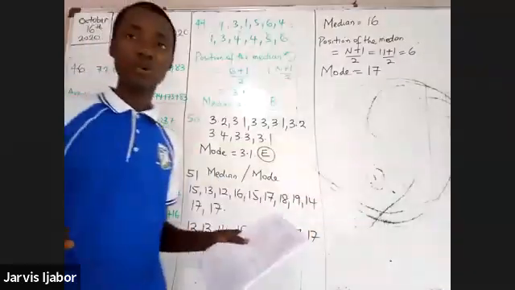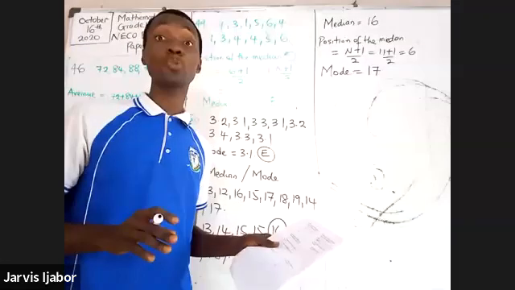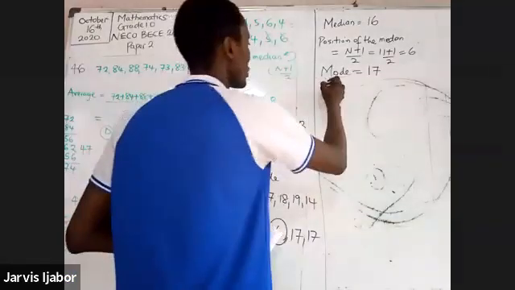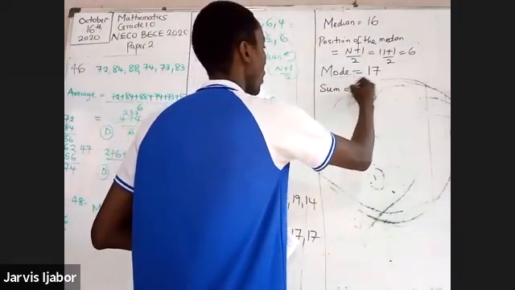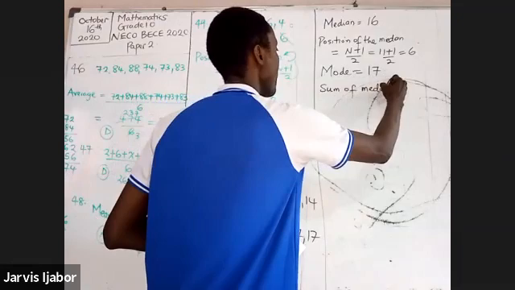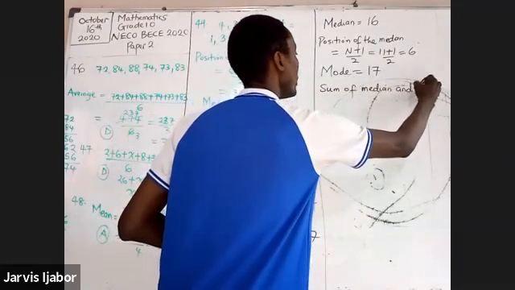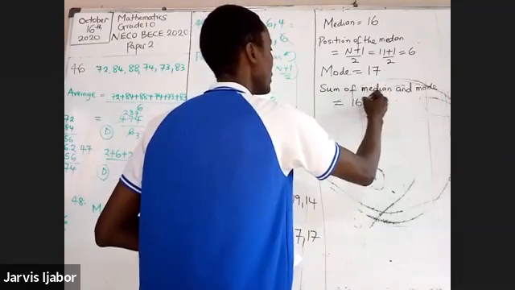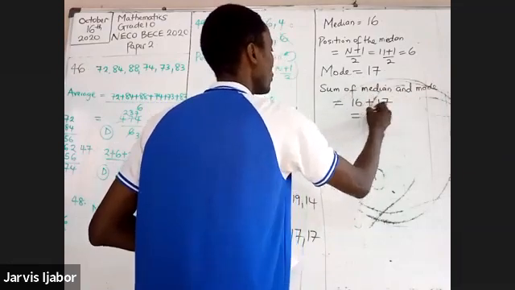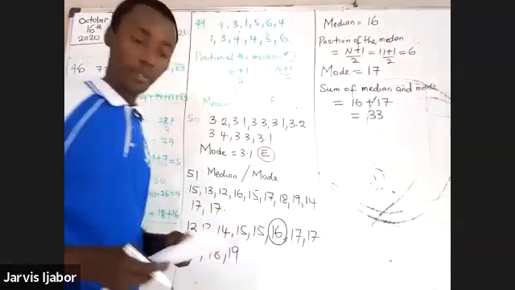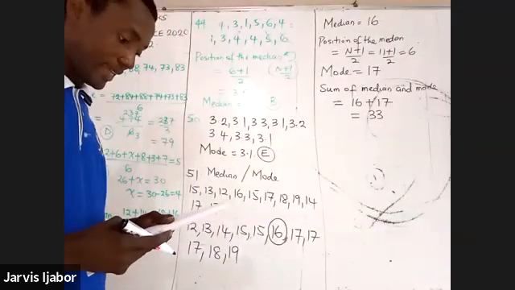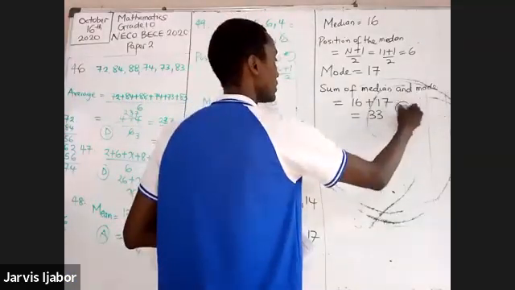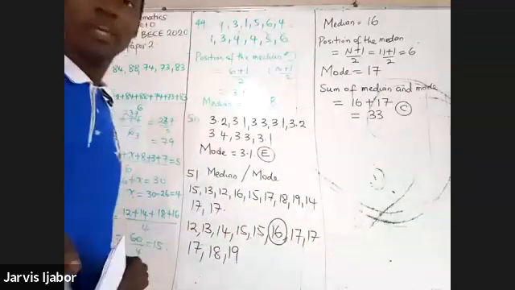Now, that's not where it all ends. The question says you should find the sum. So the sum of the median and mode will be equal to 16 plus 17, and that obviously will be 33. So that answer, if you're taking that exam, will be C. Okay?